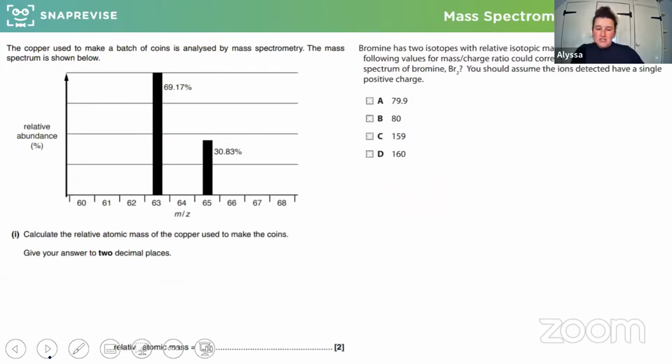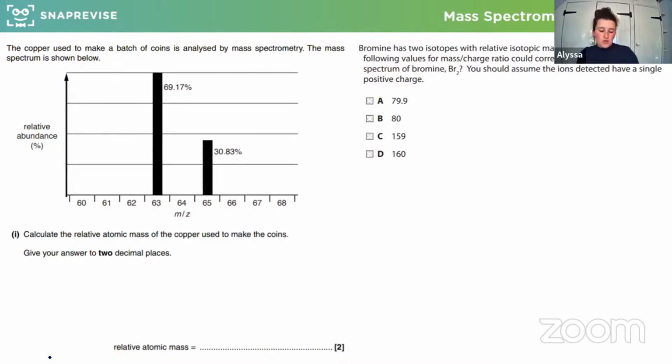Okay, so this is an example question. This is a past paper question about mass spectrometry. It says, the copper used to make a batch of coins is analysed by mass spectrometry. The mass spectrum is shown below. Calculate the relative atomic mass of the copper used to make the coins. Give your answer to 2 decimal places. So we basically have to do exactly the same thing.